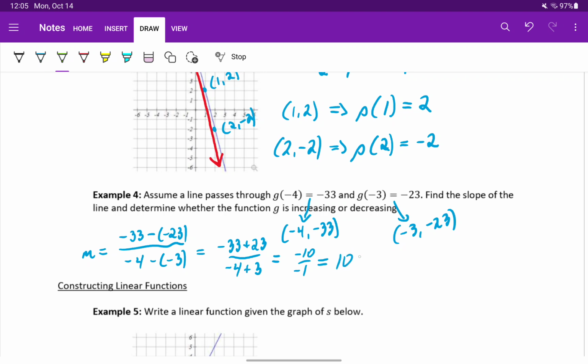We're not looking at the graph of this line, but we can see that our slope is greater than 0, so our function would be increasing in this case.